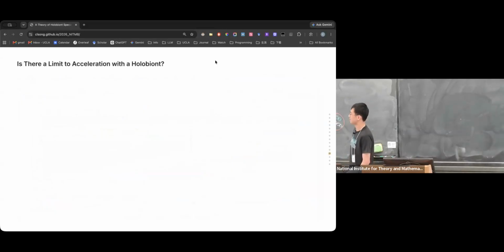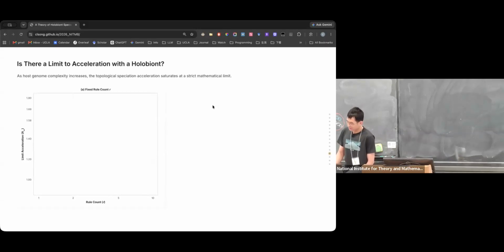Another question is, would there actually be a limit to the acceleration factors? Does introducing a holobiont always give us unlimited speed-up to speciation? And what we found is that actually no. Interesting, so here the x-axis is the rule count, how many rules we have. The y-axis is the limit acceleration factor when we allow the loci to go to infinity.